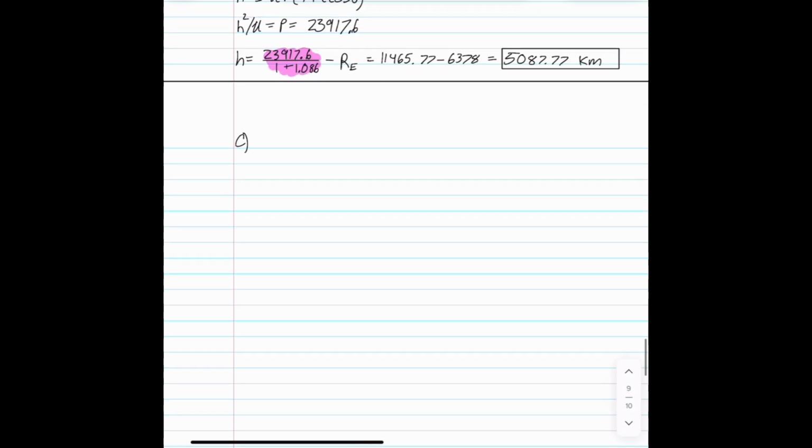Part C wants the speed at closest approach, which is the speed at perigee. So we need to use the vis-viva equation. But we know that it is a circular orbit right there, so we can just simplify it down to this and use the radius of periapsis for r. And we find that the velocity at closest approach is this.